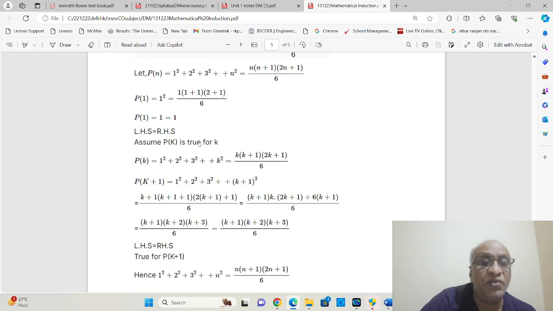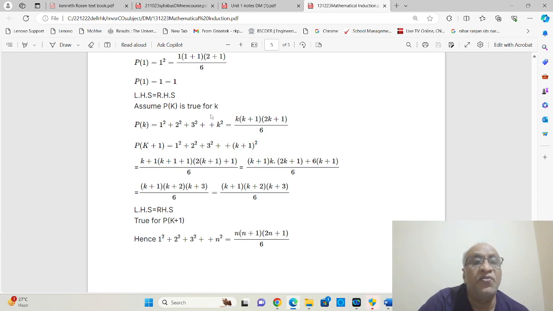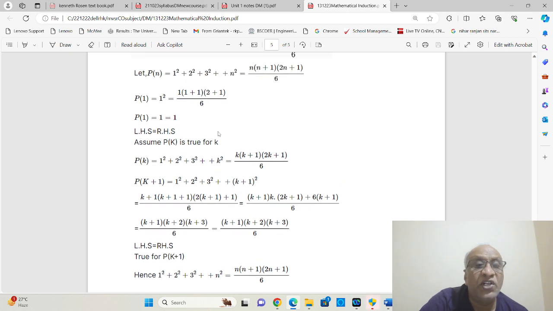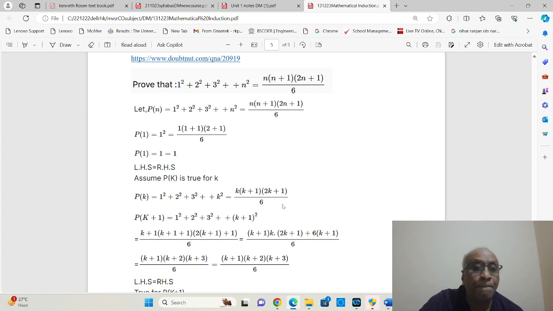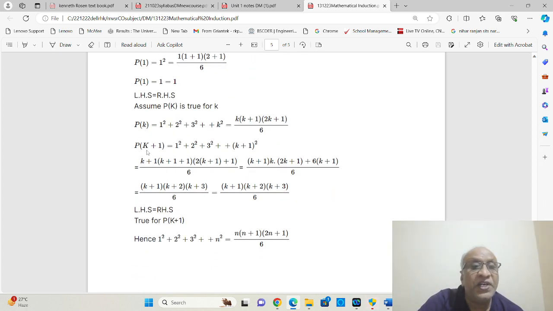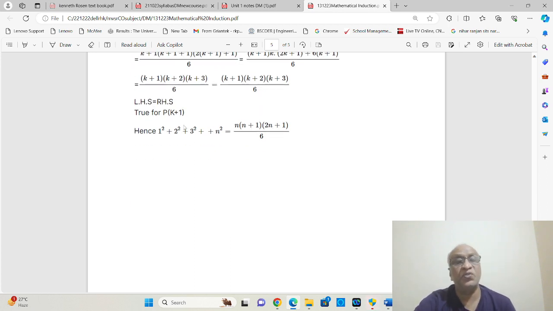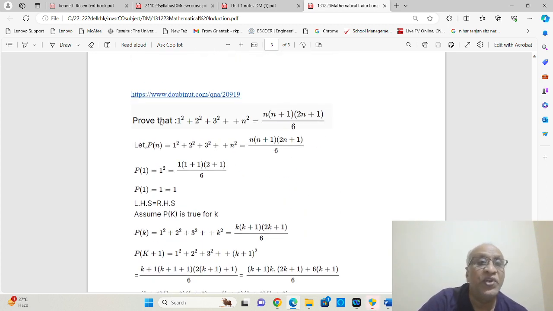Now the inductive step. What is the inductive step? P of k is true for k. So it means 1 square plus 2 square plus 3 square plus ... plus k square is equal to the same expression, replacing n by k. The implication part will be P of k plus 1. Then we rearrange this and prove the left hand side and the right side as equal. As this implication is proved by mathematical induction, we are proving that this relationship holds true.